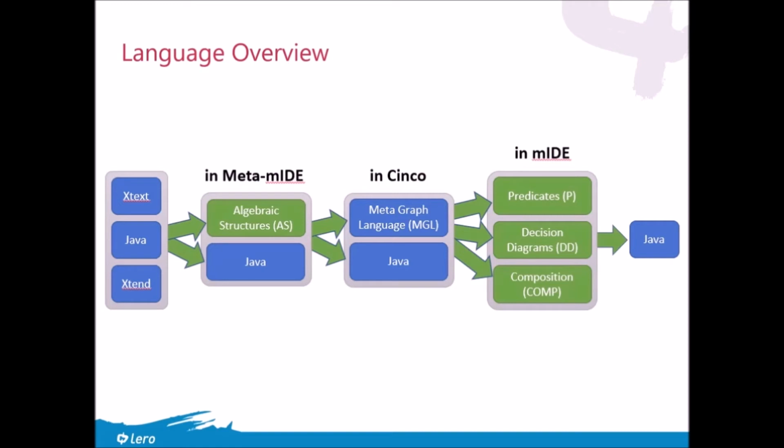Then go over to the in-meta mIDE, which again is the mindset IDE or domain specific IDE, where we create our algebraic structures, and again with our Java. Which then goes into Synco, where we create our meta graph language, MGL. Again is our logics and features that allows us to create our predicates, nodes, graphs, etc. And then that goes into the mIDE itself, where we have our predicates, decision diagrams, or compositions of decision diagrams, and gets generated into Java code.